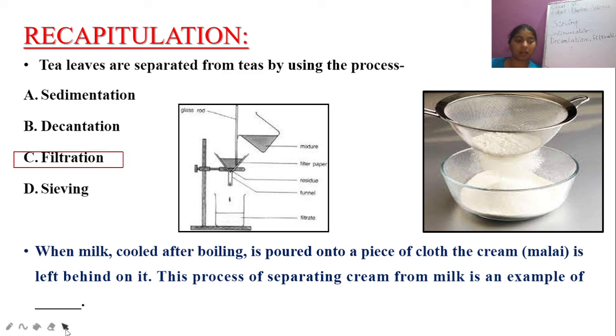Okay, now students, you have to tell me, when milk is cooled after boiling, it is poured into a piece of cloth. The cream, malai, is left on it. So the process of separating cream from milk, what is it called? Yes, it is also called filtration.